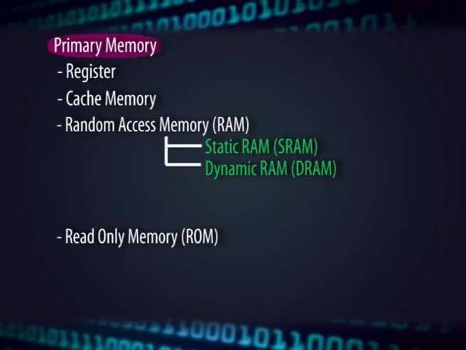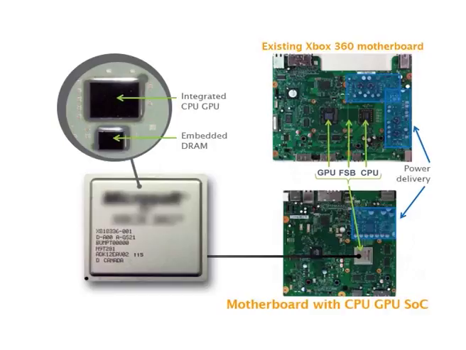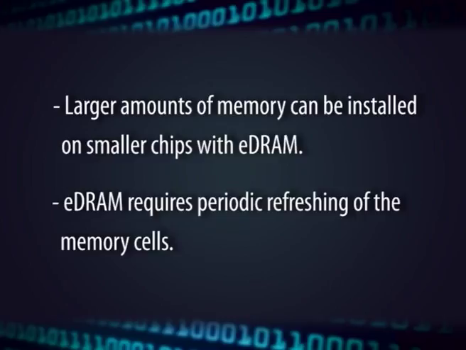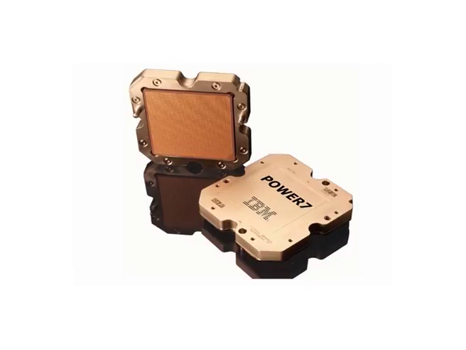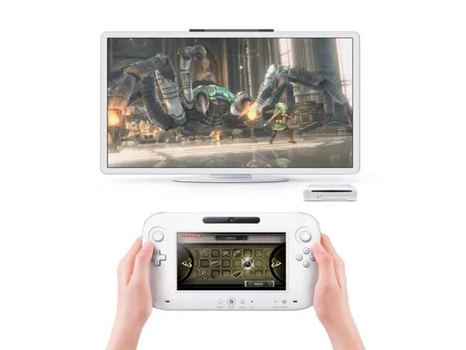Dynamic RAM has different types. The first is Embedded Dynamic Random Access Memory, abbreviated as EDRAM. It is a capacitor-based dynamic random access memory integrated into the processor. It allows higher operation speed. Larger amounts of memory can be installed on smaller chips with EDRAM. EDRAM requires periodic refreshing of the memory cells. It is used in IBM's Power 7 processor and also in many game consoles.